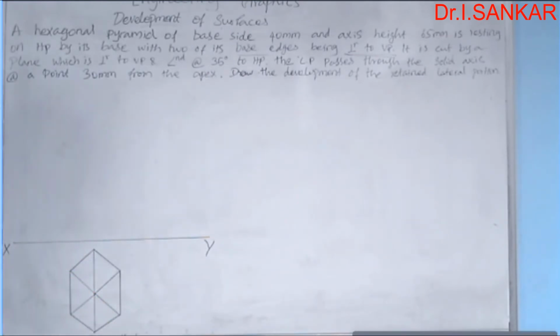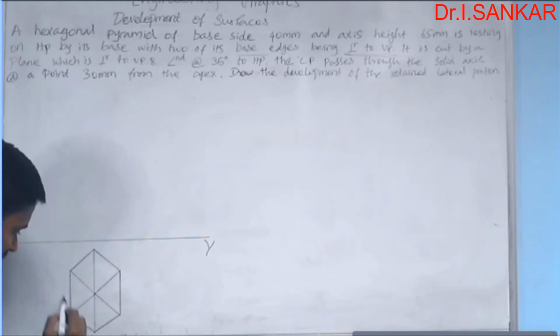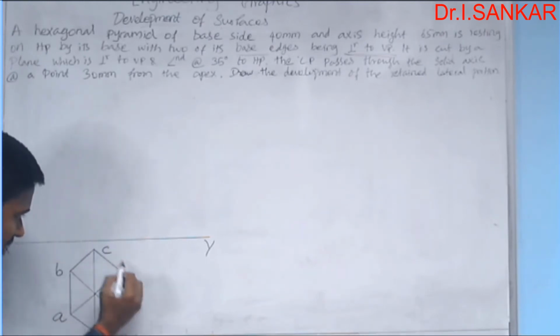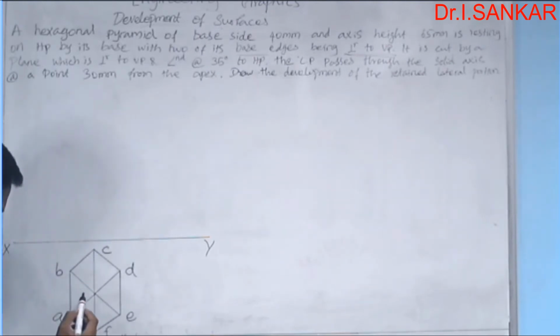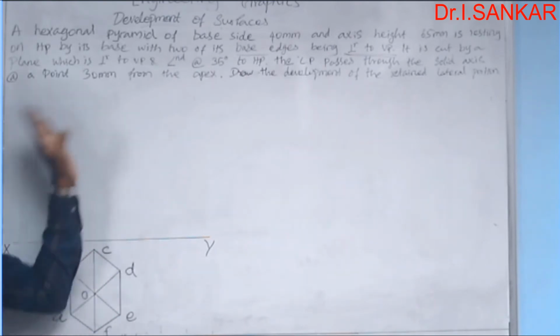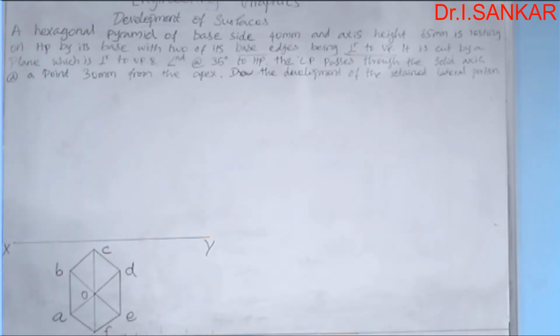Yes, I just drew the base view of the hexagon, and I have to name the corners starting from A, B, C, D, E, and here it is F. I think it is visible to you. And here the apex point can be named with the alphabet O as usual. Okay. So now the base view of the solid is over. You have to project each and every corner of the base view towards the front view area with the help of projectors.